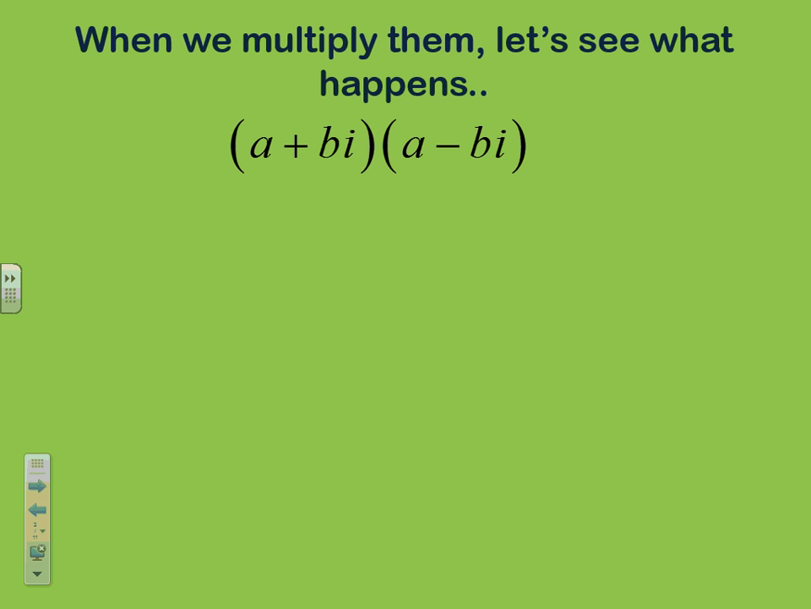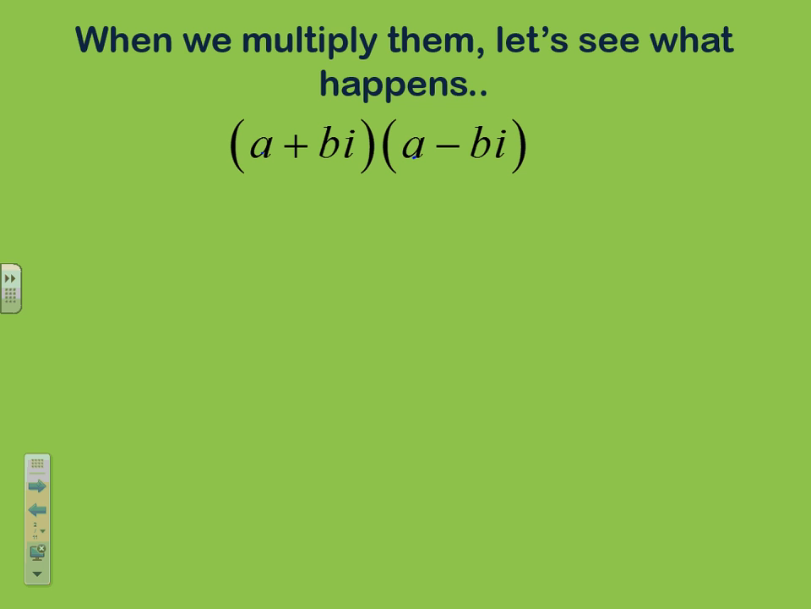Here we have a pair of complex conjugates. I know that they're conjugates because the real parts and the imaginary parts are the same, but the sign of the imaginary part is opposite. So if we take two complex conjugates and multiply them together, what we should be left with is nothing but a real value, a single real number.